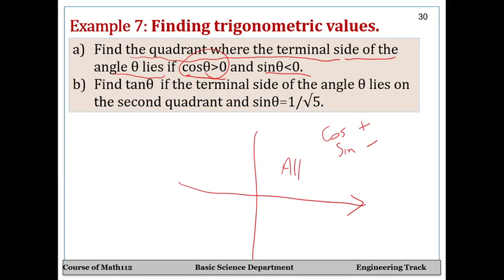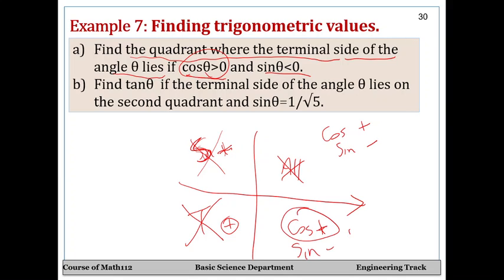Here it's all, it cannot be all positive. Here sine is positive only, it cannot be here. Here tangent is positive only, and here we have cosine positive. So sine is also negative here, so it has to be this. So it will be in the fourth quadrant.